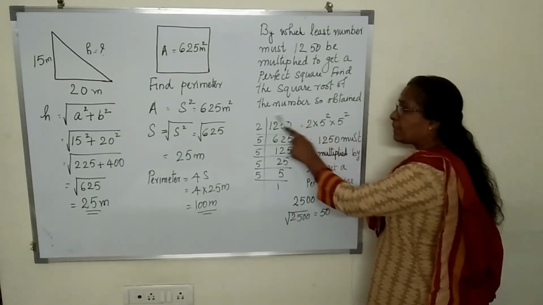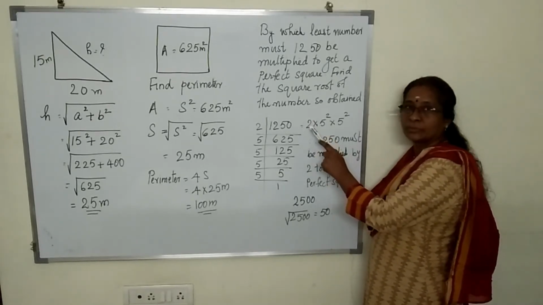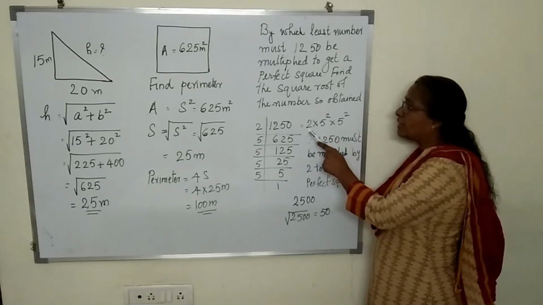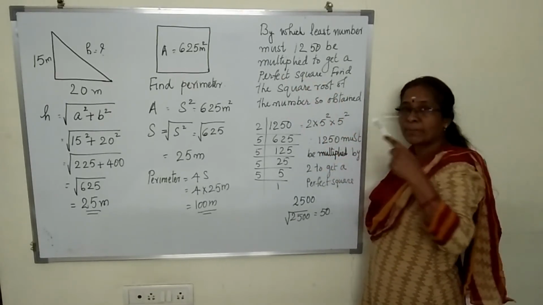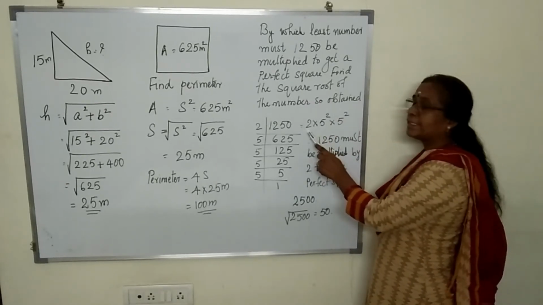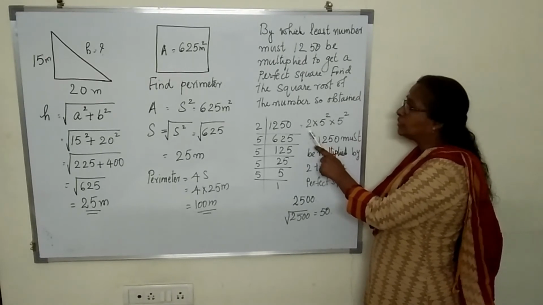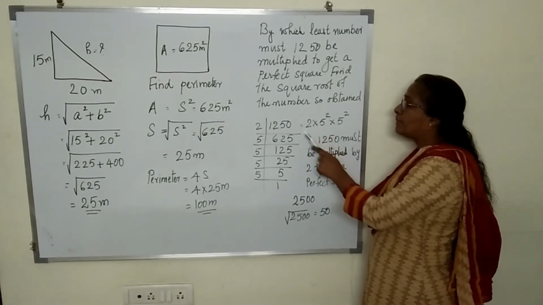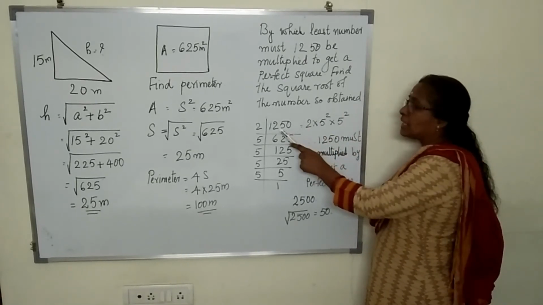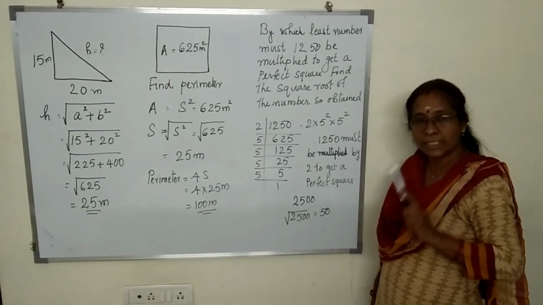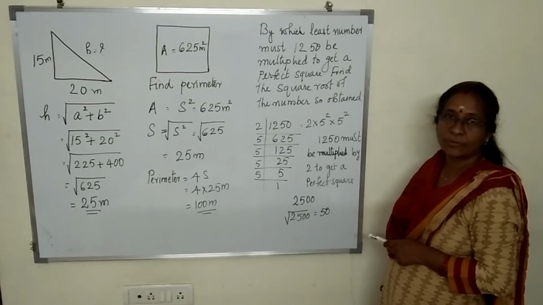So to make this a perfect square, there are two methods. One is to remove this 2. How to remove the 2? Divide by 2. Here, if the question was by which number to divide, then divide by 2. Or multiply by one more 2 so that it will become 2 square here. So we have two options to make this number into a perfect square, that is either by multiplying or by dividing. According to the question you have to do.